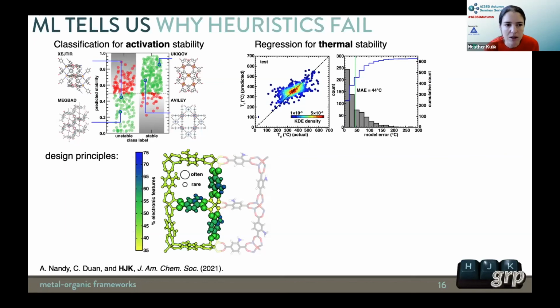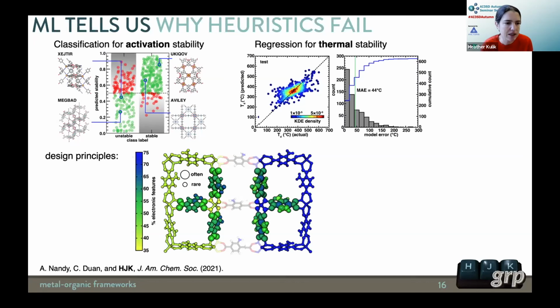But we do a reasonable job of predicting this decomposition temperature. And you can see that the map for what features matter most for predicting thermal stability are actually not that different from the activation stability. So it's unlikely we can make a thermally stable MOF without also making a solvent removal stable MOF. But that being said, what matters most is, again, the linker chemistry and a little bit more what's going on at the metal, especially its electronic features.